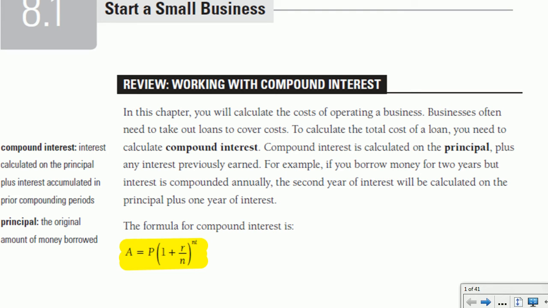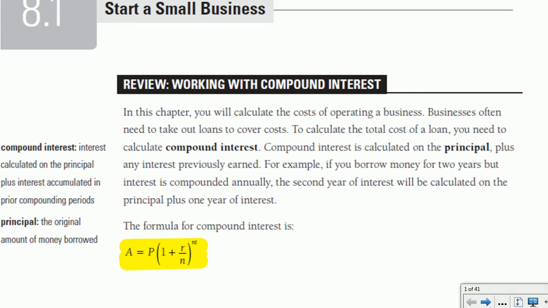In this chapter we're going to calculate the costs of operating a business, and businesses often need to take out loans to cover costs. To calculate the total cost of a loan, you need to be able to calculate compound interest. Compound interest is calculated on the principal plus any previously accumulated interest. So the formula for compound interest is here.